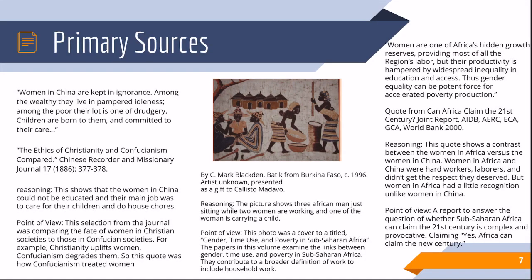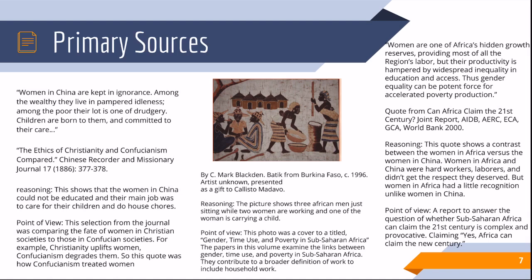So right here are our primary sources. The first is a quote which says, "Women in China are kept in ignorance. Among the wealthy they live in pampered idleness. Among the poor, their lot is one of drudgery. Children are born to them and committed to their care." So this shows that the women in China could not be educated and their main job was to care for their children and do house chores.